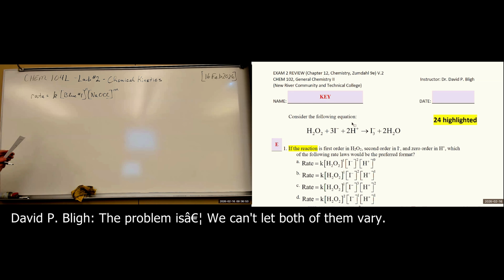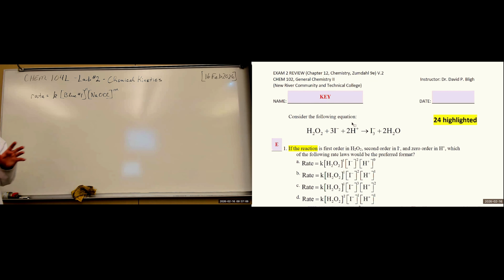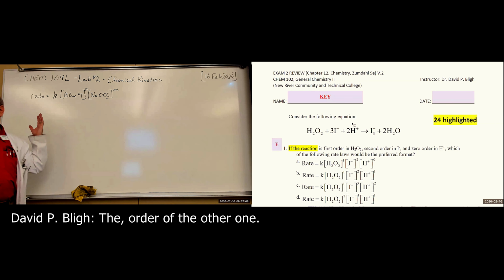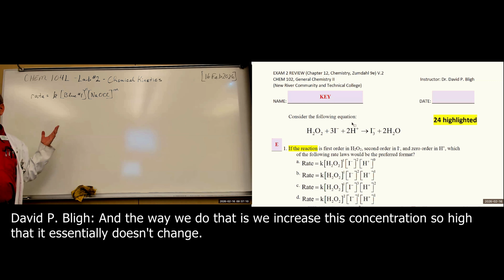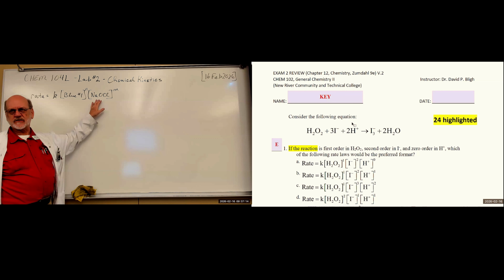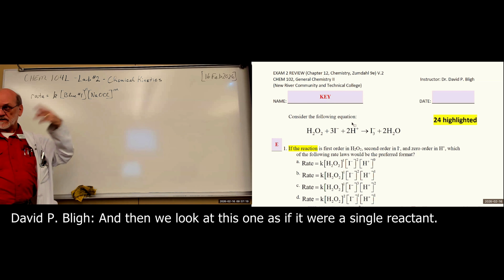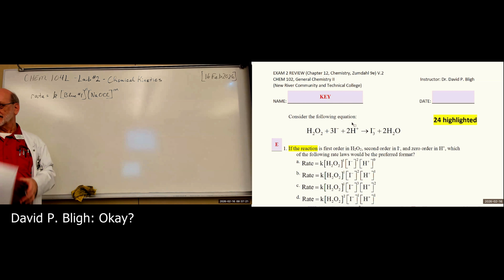All right. The problem is we can't let both of them vary. We gotta make one of them constant so that we can assess the order of the other one. And the way we do that is we increase this concentration so high that it essentially doesn't change. And then we look at this one as if it were a single reactant.